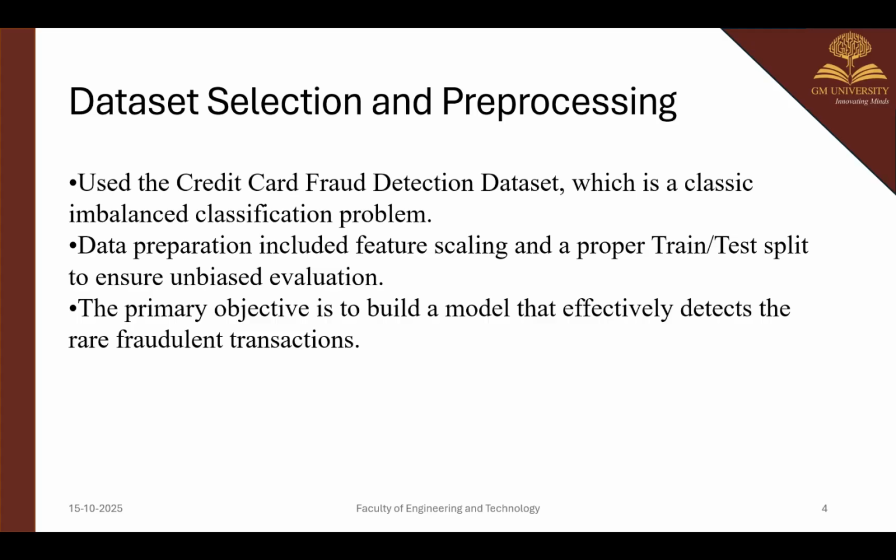As we know, while training the model, we need to divide the data set into two parts, that is training and testing: 80% training and 20% testing. The primary objective is to build a model that effectively detects rare fraudulent transactions.